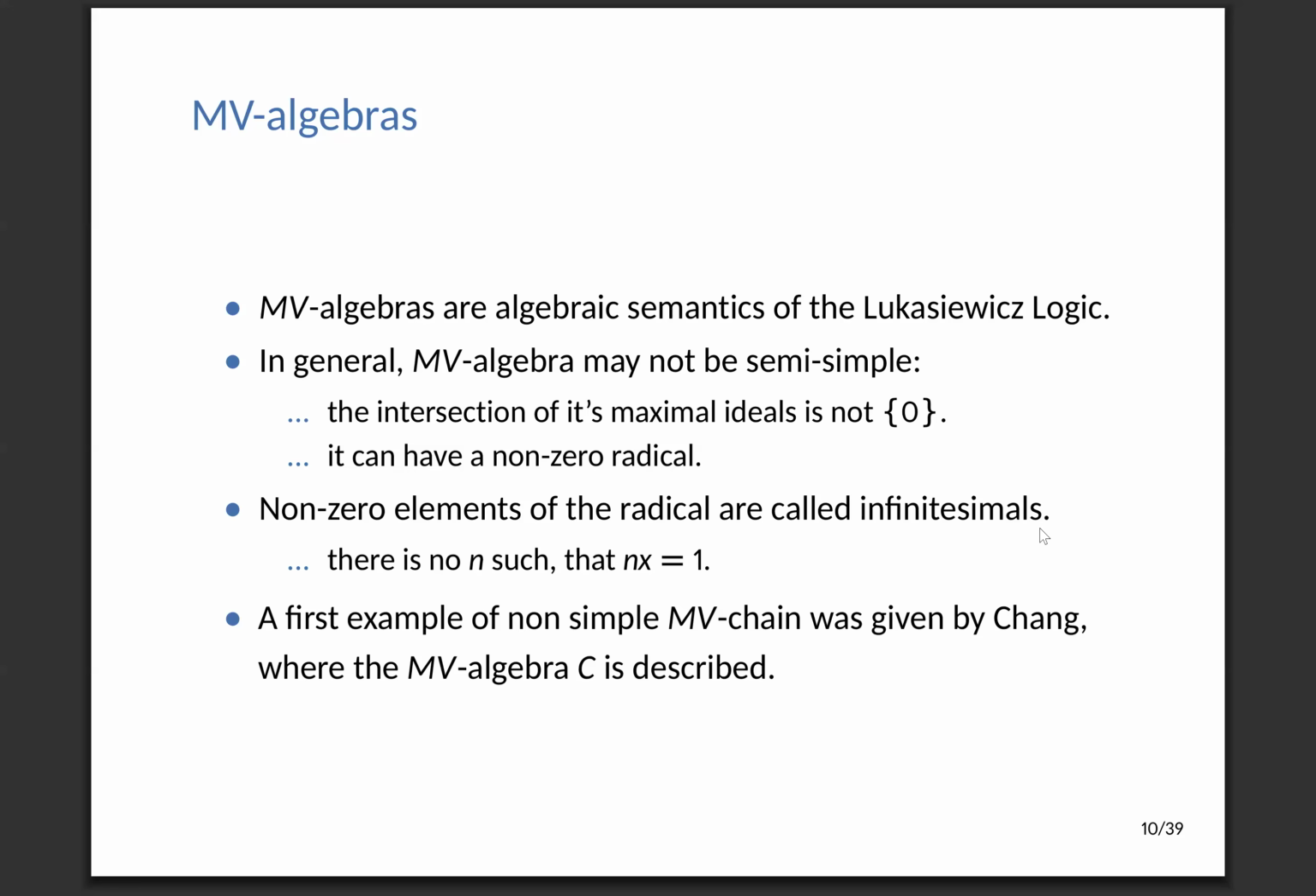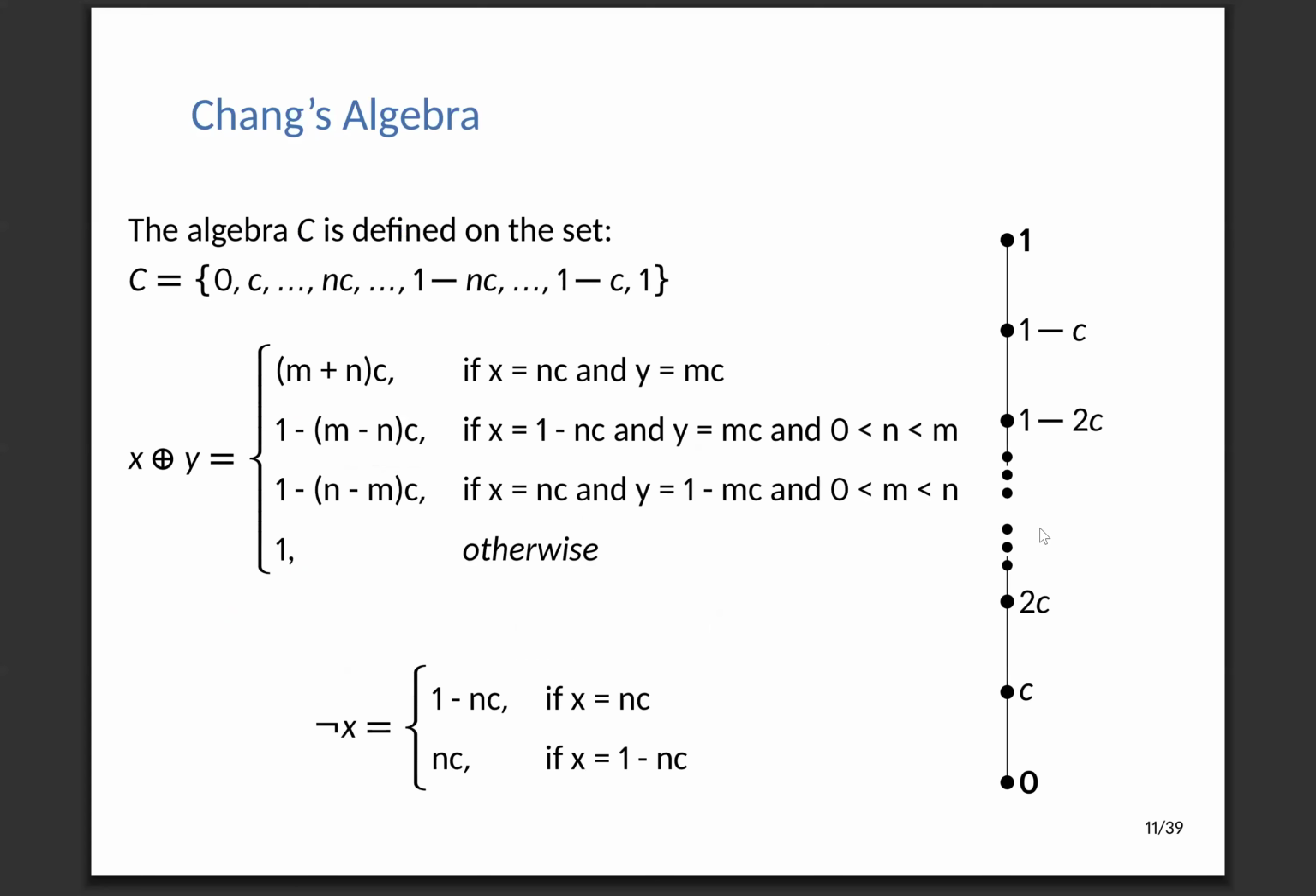The first example of a non-simple MV chain was given by Chang, and he described the MV algebra C. This algebra has already been mentioned in Antonio's talk. He gave its representation as the lexicographic product. Here I have a more algebraic presentation, so it's still just two copies of natural numbers, one reversed and on top of another. And here is the definition of the chain C, Chang's algebra, and here is the graphical representation of it.